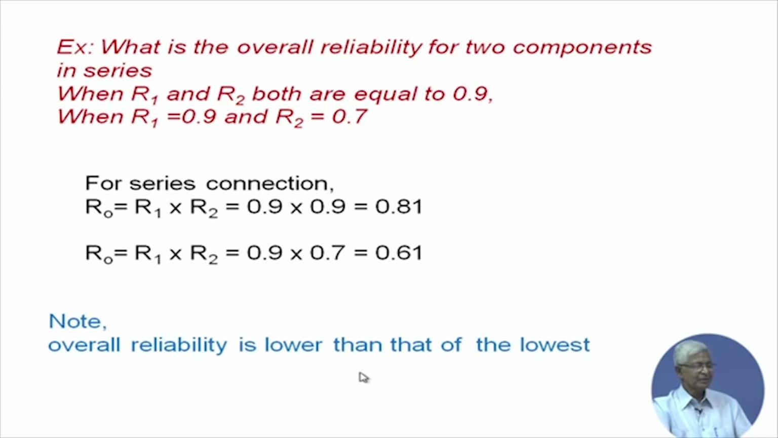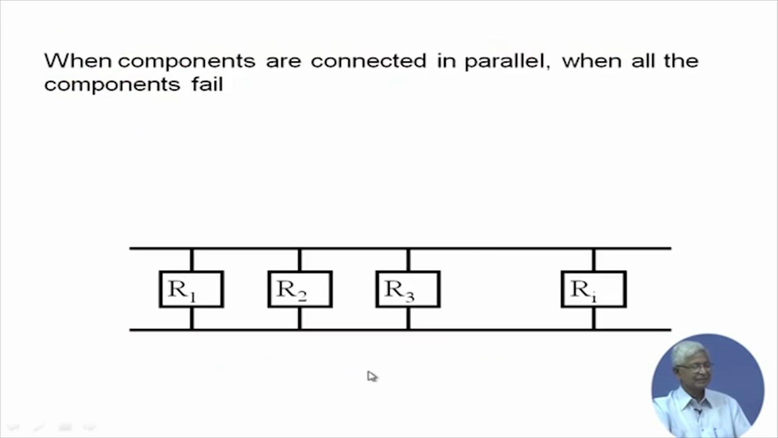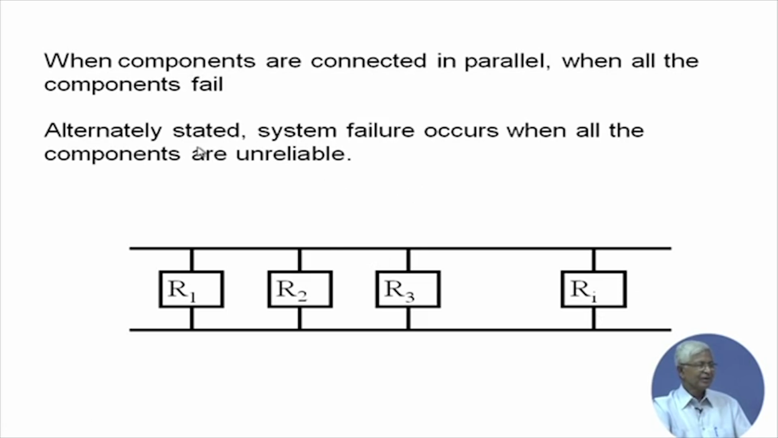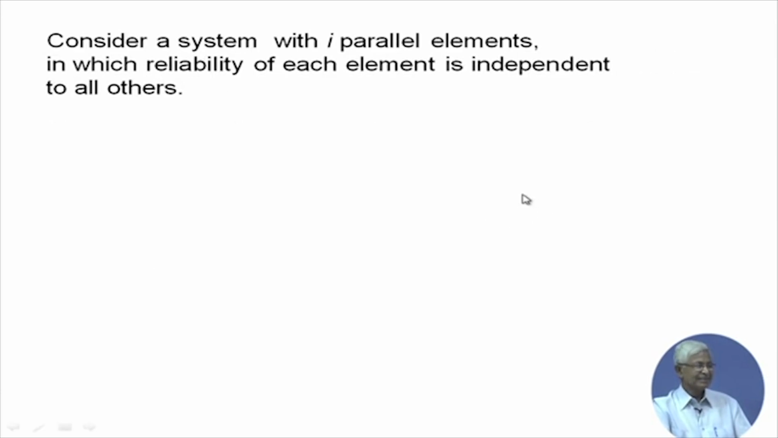So, overall reliability is lower than the lowest. But when they are connected in parallel, only when all the components fail is there a failure. Therefore, we can say the system failure occurs when all the components are unreliable. That can be calculated.